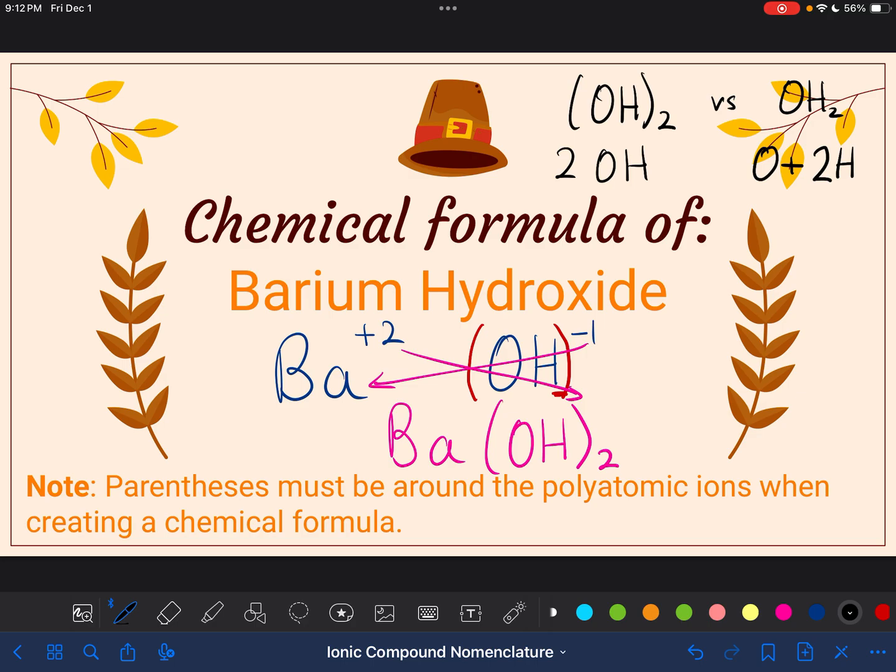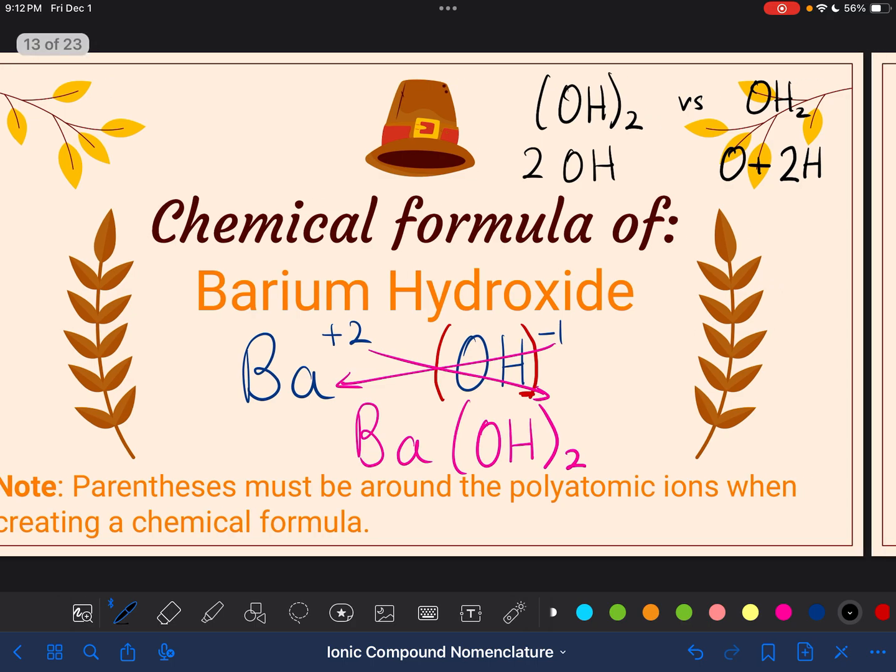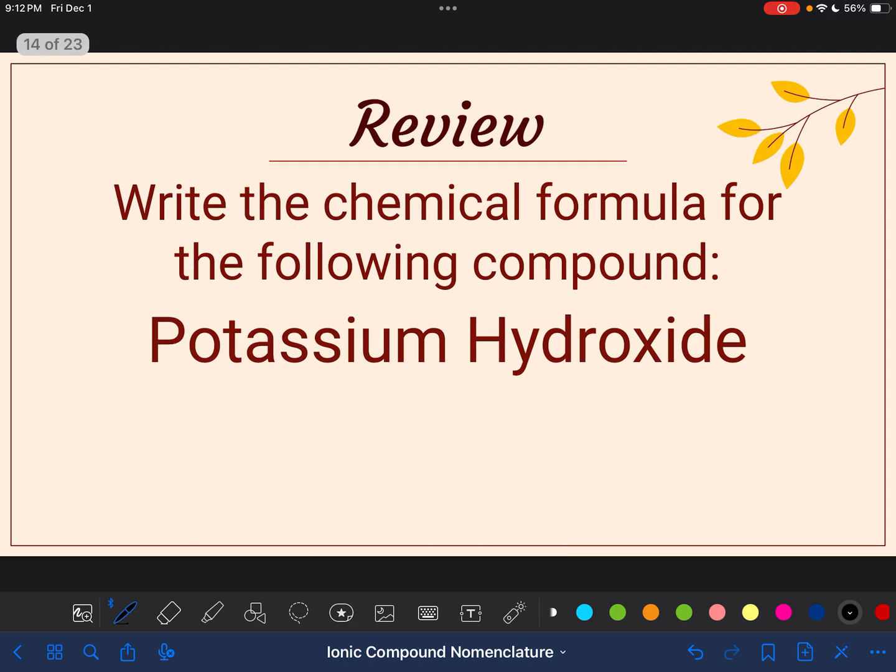All right. So that is the basics of the nomenclature. Now, something I want to go over more are the following. But before that, try this one out, and we will go over the transition metal section.